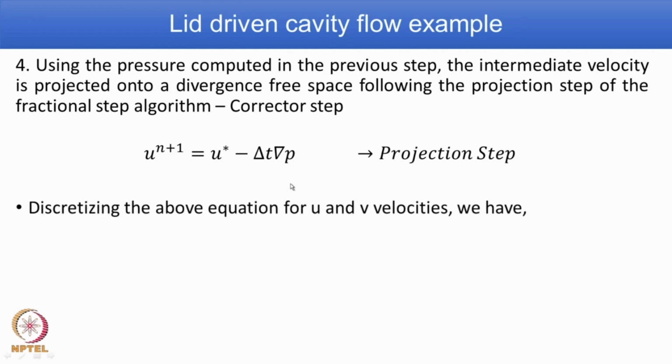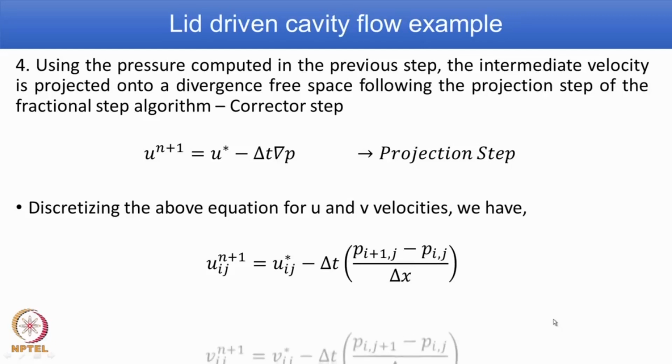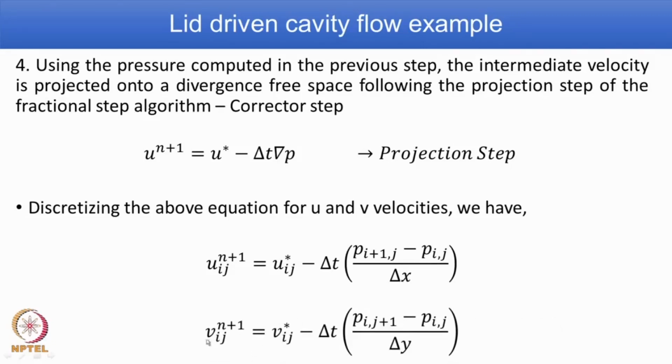Similarly for v star as well, and if you discretize the above equation for the u as well as v velocity, then we have, as shown here, u at i comma j, new value at n plus 1, equal to u star at i comma j minus delta t times p i plus 1 comma j minus p i comma j by delta x. Similarly for v, v at i comma j at n plus 1, that is the new value, equals v star at i comma j, that is the intermediate velocity at the same i comma j location, minus delta t times p i comma j plus 1 minus p i comma j by delta y.